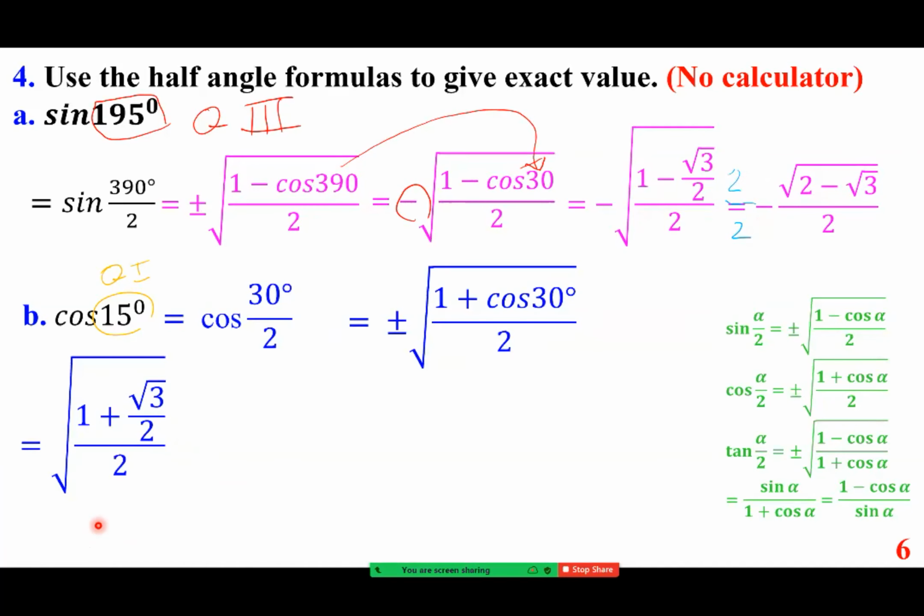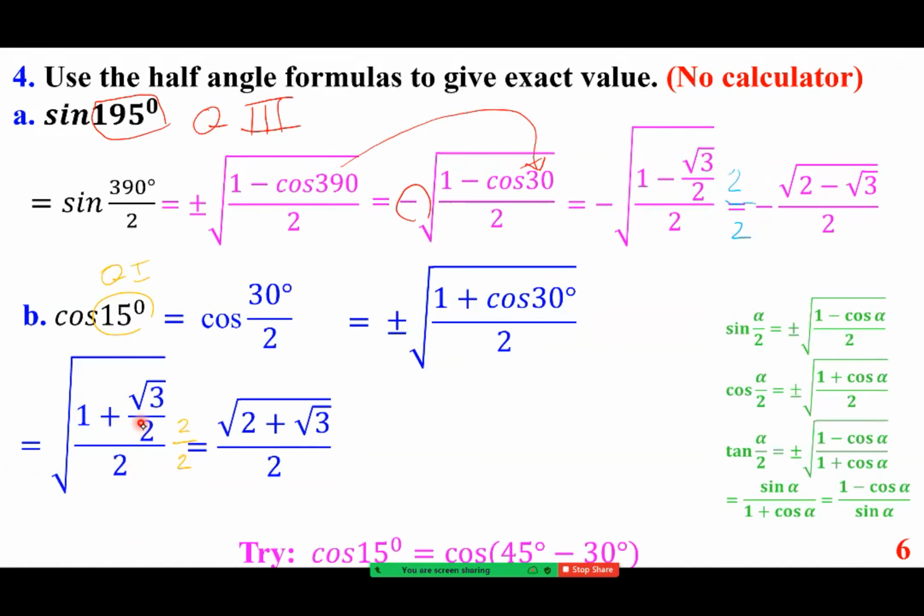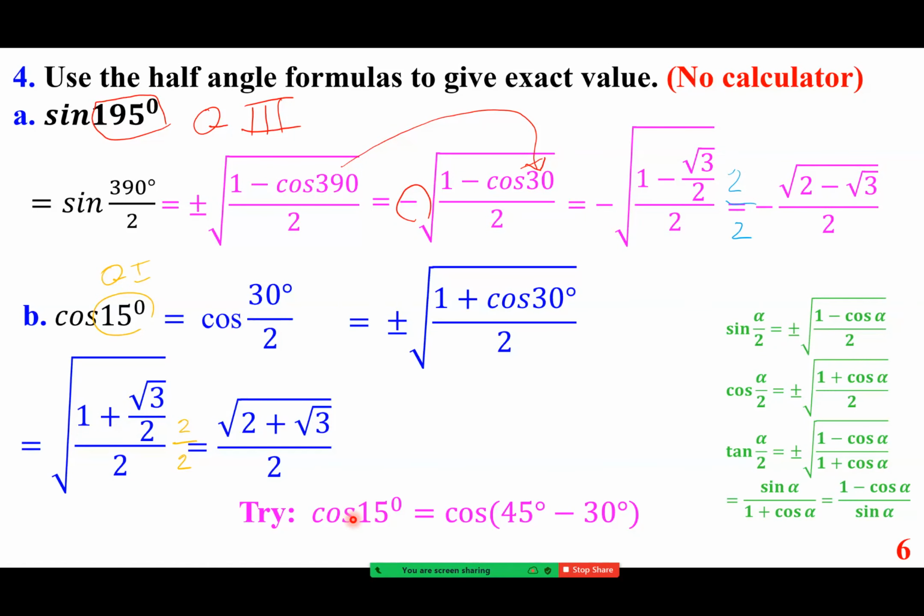So multiply by 2 over 2. So this is 4, comes out as 2, and this one times this one is 2 times this one, the 2 drops. That's the final answer. Now, you can try it later on your own using cosine 15 degrees is cosine of 45 minus 30. This is another way of handling it using cosine of 45 minus 30. Both of them are common arcs.